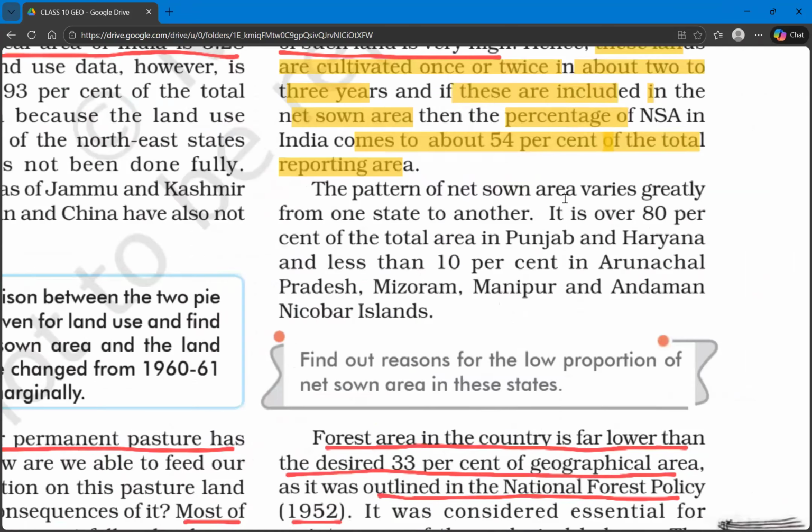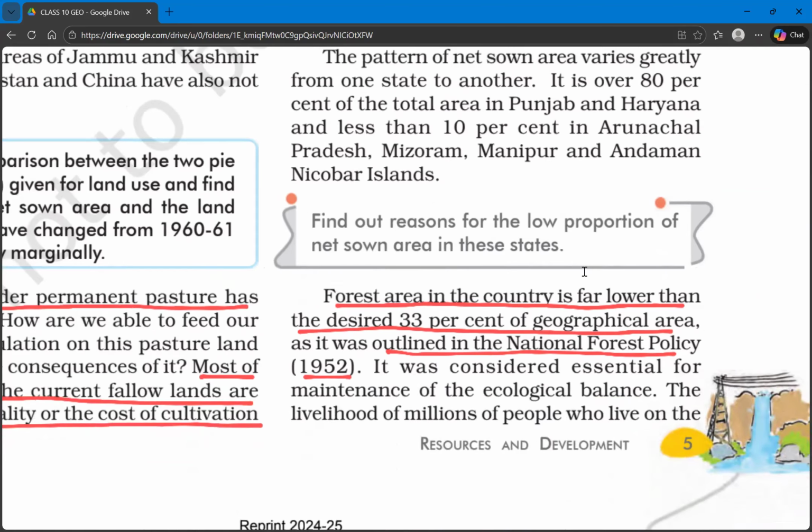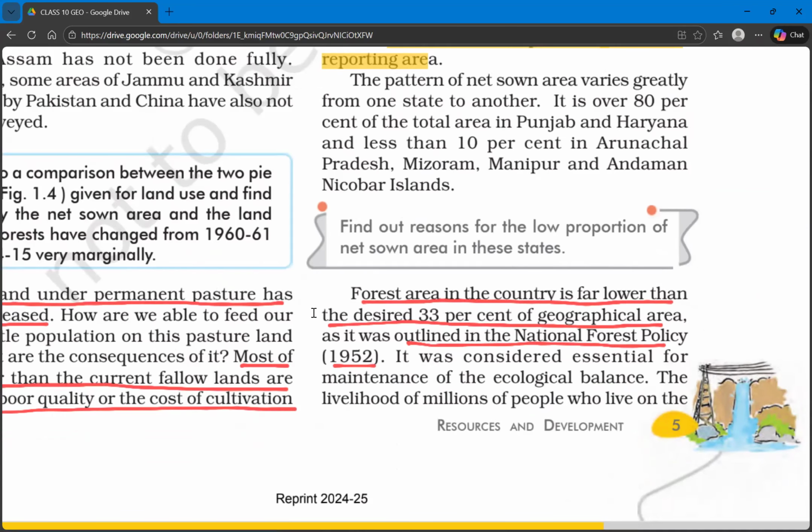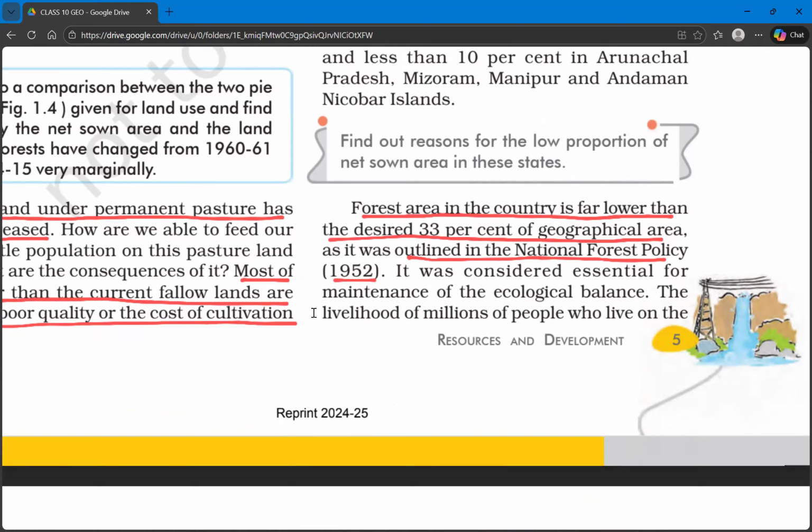The pattern of net sown area varies greatly from one state to another. It is over 80% of the total area in Punjab and Haryana, and less than 10% in northeastern states and Andaman Nicobar Islands. So 80% is the net sown area in Punjab and Haryana. See how much cropping has taken place in Punjab and Haryana.